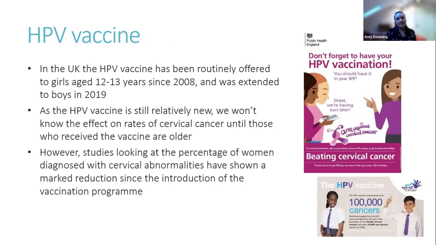In the UK, the HPV vaccine started to be offered to girls in 2008, and this was extended to boys in 2019. This vaccine is still relatively new, so we won't know the effect on the rates of cervical cancer until those who receive the vaccine are older. However, the data is looking really promising. Studies looking at the percentage of women diagnosed with abnormalities have shown a marked reduction since the introduction of the vaccination programme.